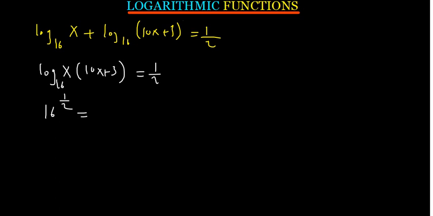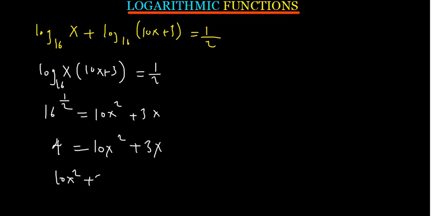and that is going to be equal to x times 10x plus 3, that will be 10x squared plus 3x. 16 to the power 1 over 2 is the square root of 16, and that is going to be 4. That is going to be equal to 10x squared plus 3x. Take them to the same side. 10x squared plus 3x minus 4 is equal to 0. The product is negative 40. The sum is 3. What two numbers do we think can do that work for us? Such that when we multiply, we get negative 40. When we add, we get a 3.